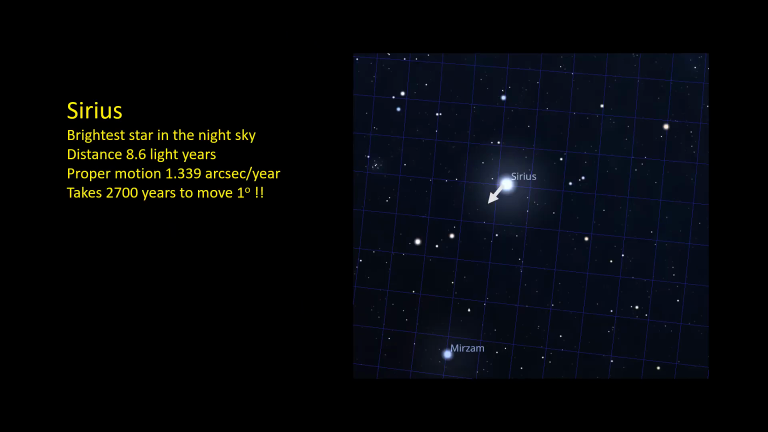The brightest star in the night sky, Sirius, lies at a distance of only 8.6 light years from us, so it's one of the closest stars, and shows a significant proper motion. But even so, this proper motion is only 1.339 arc seconds per year. It would take 2,700 years for Sirius to move 1 degree.